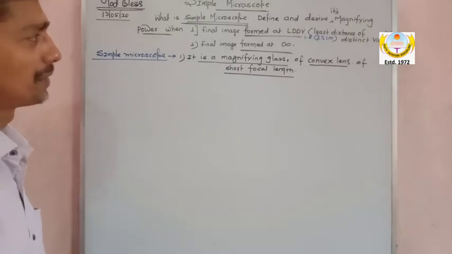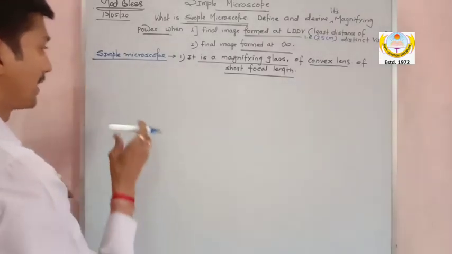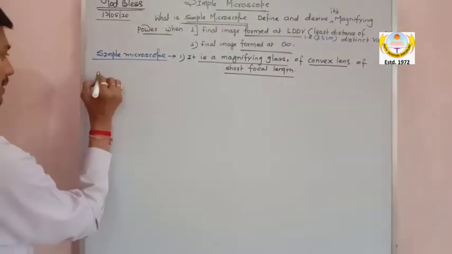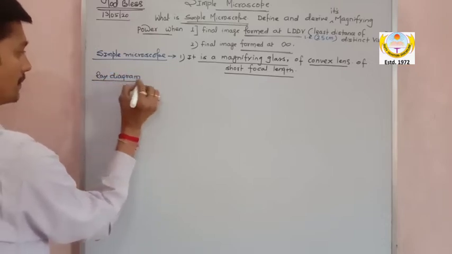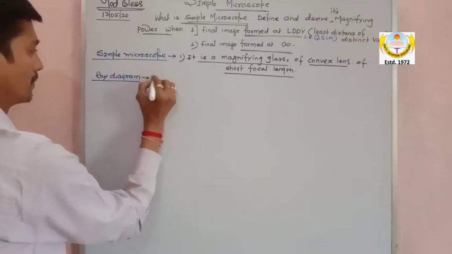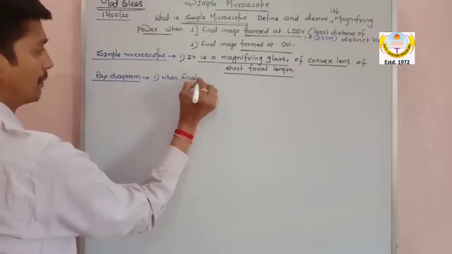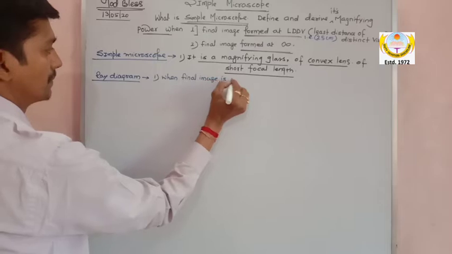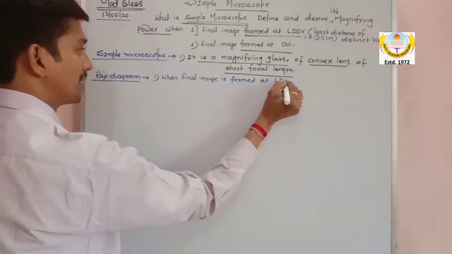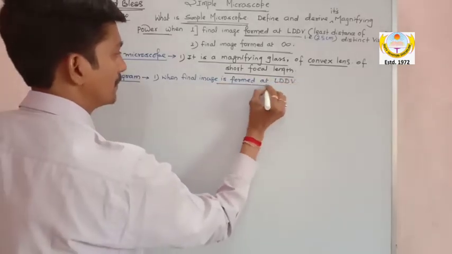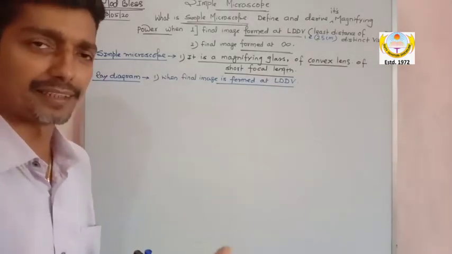Now let us come down to define and derive magnifying power when the final image is formed at LDDV. Here I am writing the ray diagram when the final image is formed at the least distance of distinct vision. I'll repeat, that is formed at LDDV, the least distance of distinct vision.